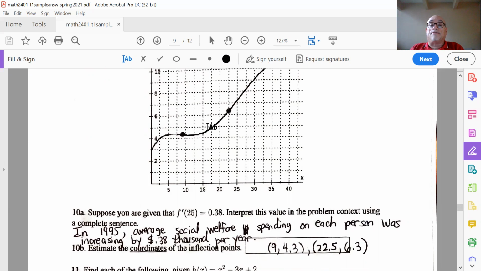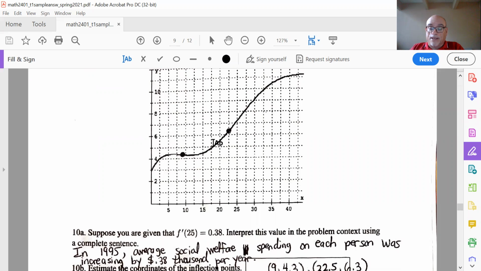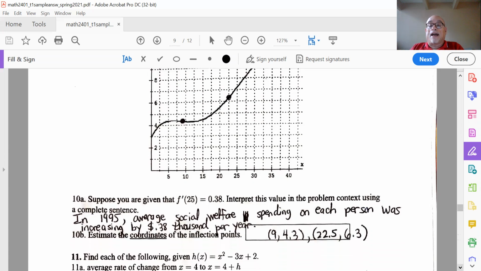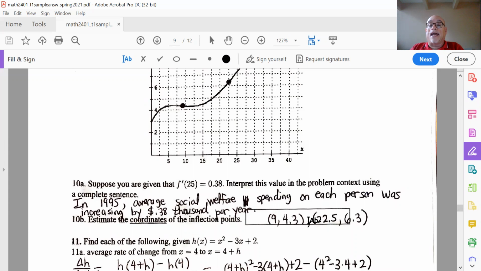All right, so this part is concave down. As you move further to the right, I'm sorry, this part is concave up, but as you move further to the right, you're going to see the graph becomes concave down. So this part is concave down, this part is concave up. So again, we have to have a place where that switch occurred. And I'm guessing it's right about there, which is at the input 22 and a half, halfway between 20 and 25. So that was my guess for where the second inflection point is, 22 and a half. And then the output there looked like about 6.3. So I think the two inflection points are 9 and 4.3 and 22.5 and 6.3. But when you were estimating your inflection points, you might have gotten values that were a little different.